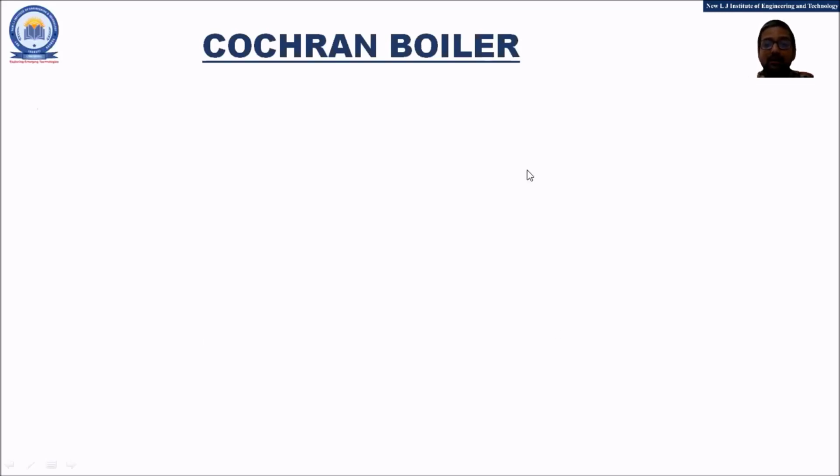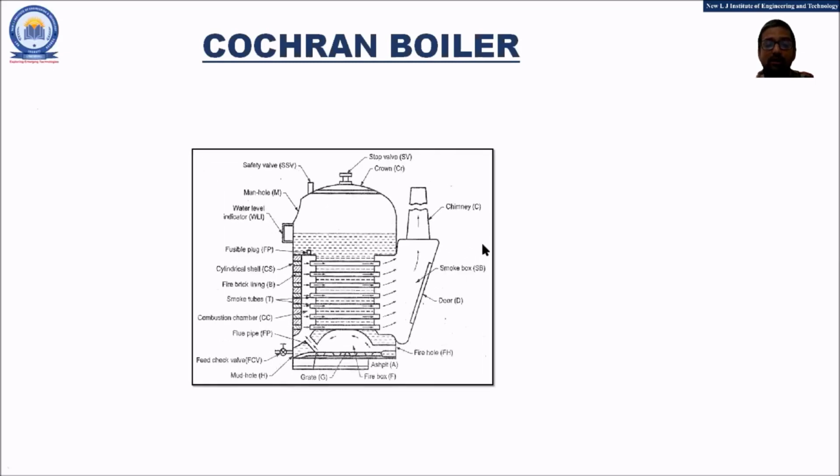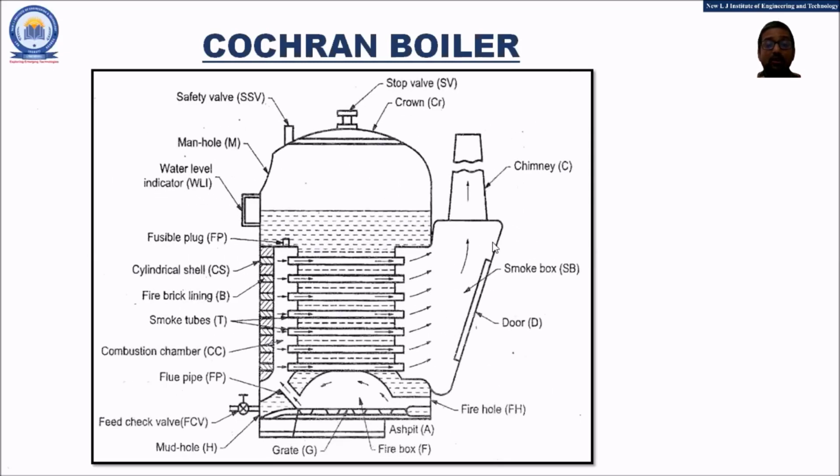So friends, that is the diagram of the Cochran boiler. In order to explain the concept, I am using a very simple image of the Cochran boiler. In your textbook, the image is somewhat the same, but some different components are additionally mentioned. But if you understand the technical concept, then any diagram you can remember and draw in the exam and get full marks.